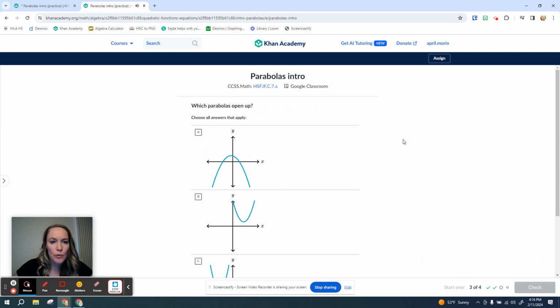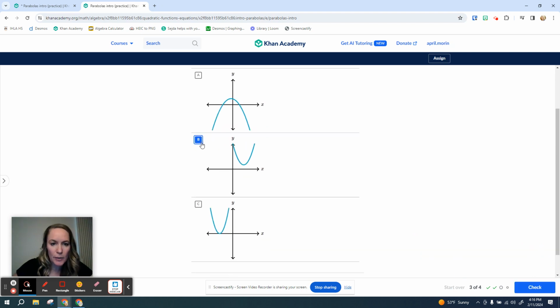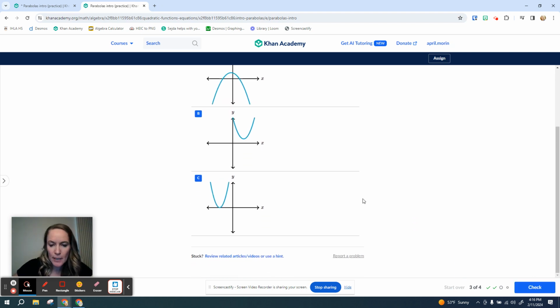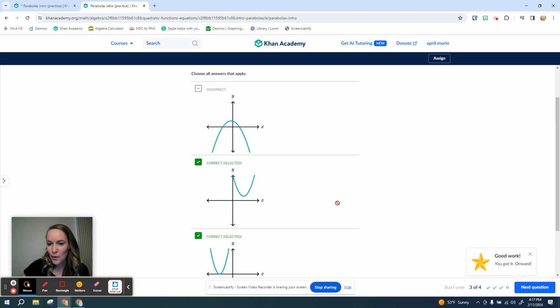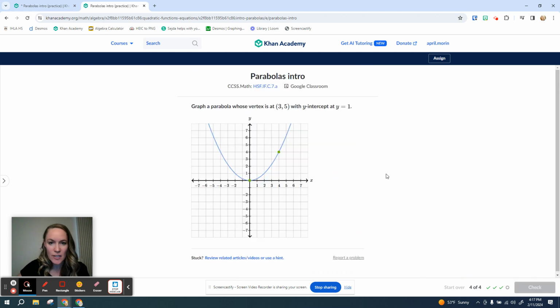Okay, which parabolas open up? B opens up and C opens up. Very easy to do. Okay, so let's go on to the next question.